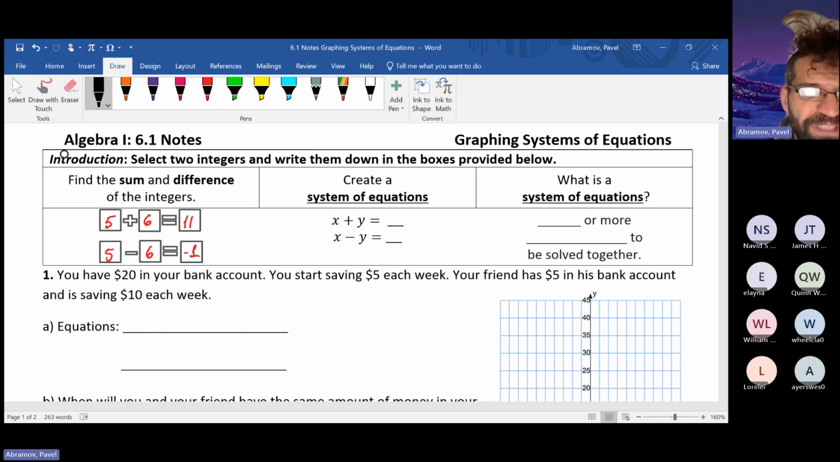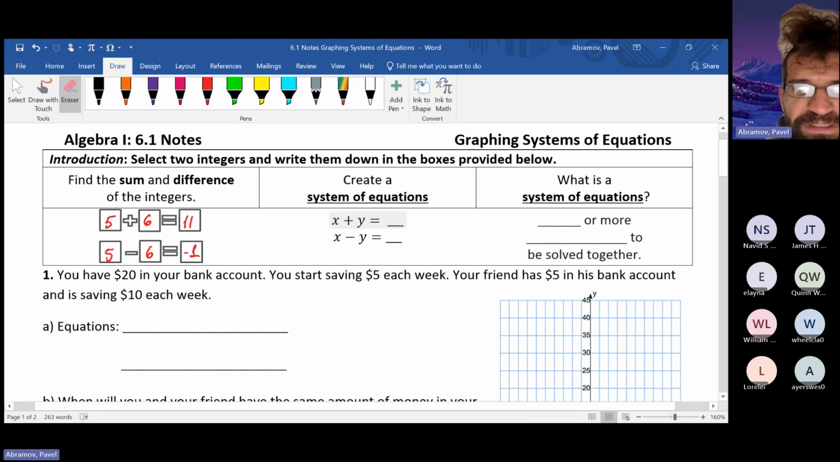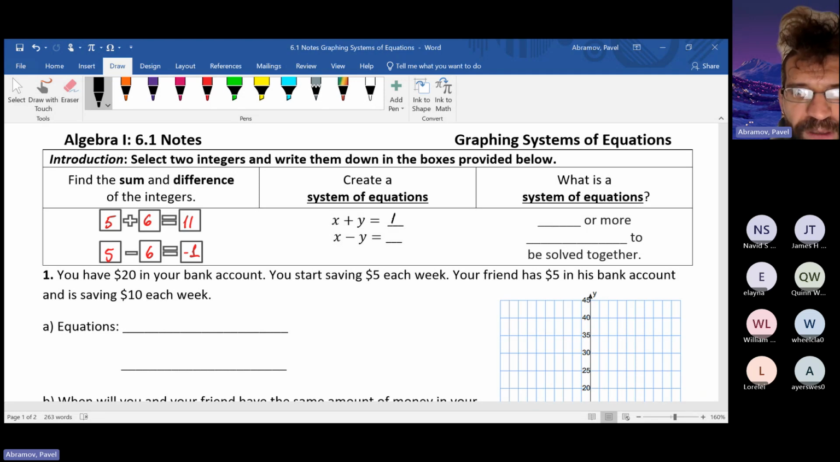So here we know what the numbers are, but let's say we didn't know what they were. Then we would have had an equation where we want to find these two numbers. We want to find this 5 and 6. But we do know that their sum is 11 and their difference is negative 1.